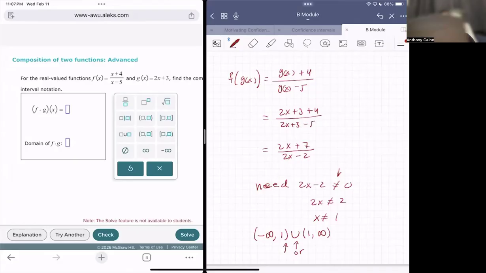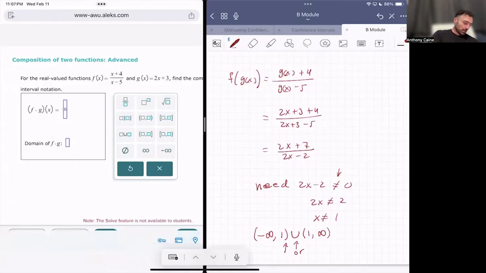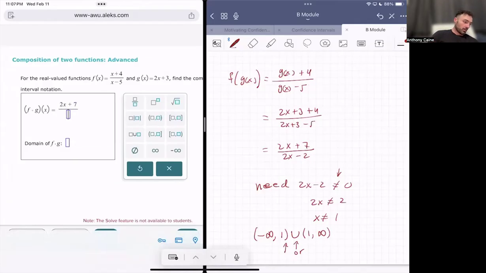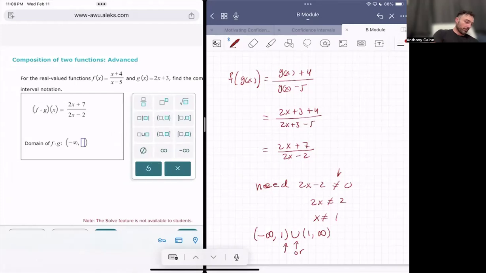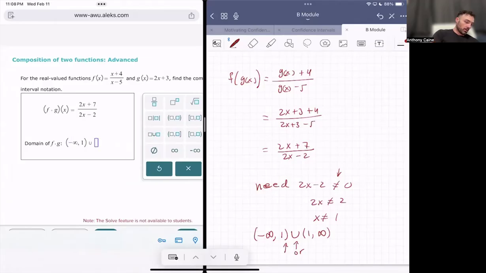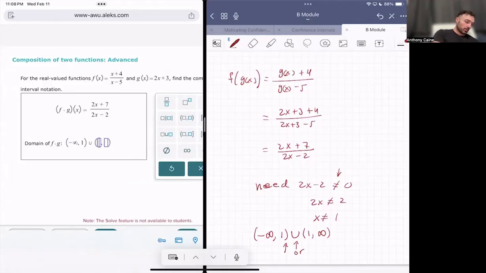So I'm glad that we did this problem as an example. Let's go ahead and write out what this is. This is (2x plus 7) over (2x minus 2). And then the domain is negative infinity to 1, union, the interval 1 to infinity.